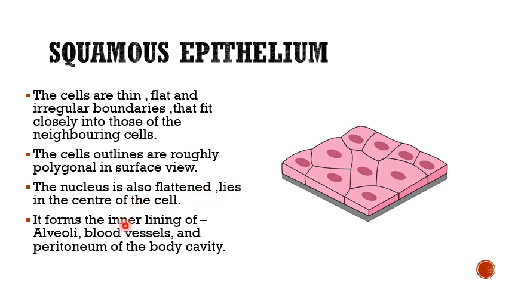It forms the inner lining of, meaning where the squamous epithelium is found, and this is very important. They may ask a one mark question: where is the squamous epithelium found? In the lining of alveoli or blood vessels, this type of tissue is present. Alveoli are part of your lungs, blood vessels, and peritoneum, the outer covering of the body cavity.